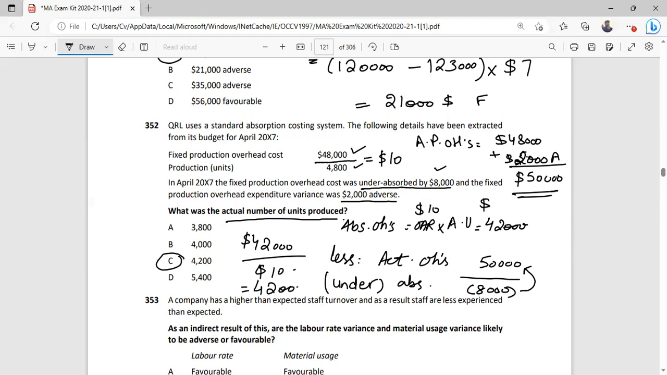So in this question, we use two formulas. First, we use our fixed overheads variance, where we added the variance amount to the budgeted fixed overheads to calculate actual overheads. Then we use the formula of under and over absorbed to calculate actual production units. Any question?